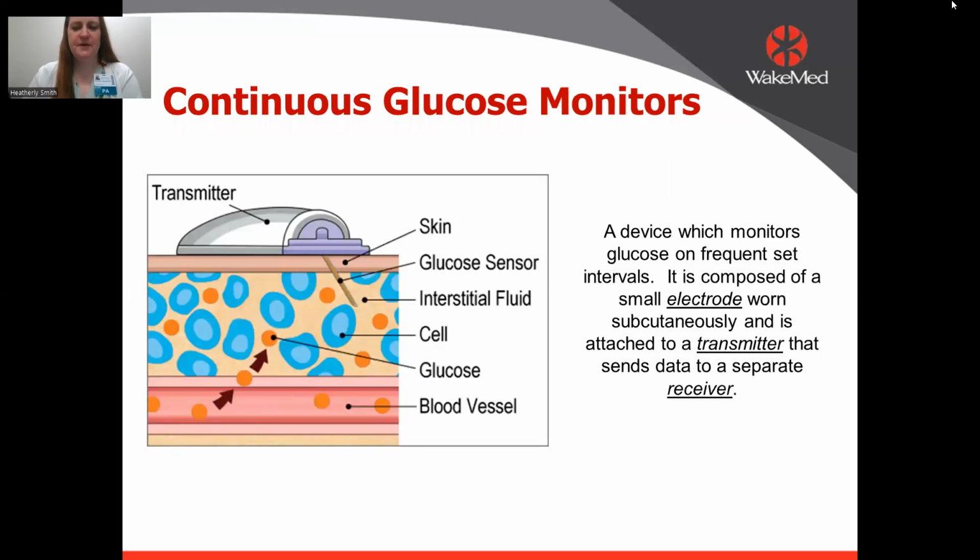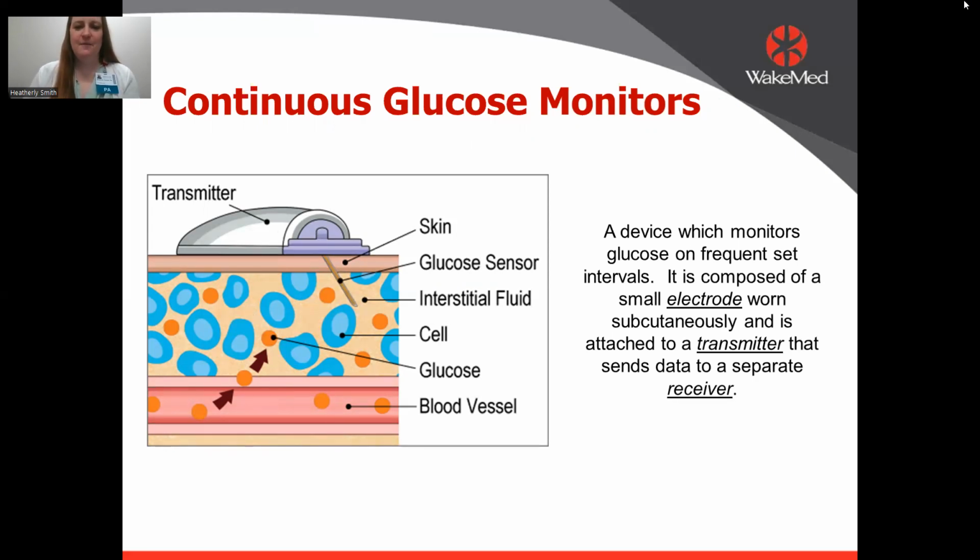So what is a CGM and what are they composed of? It is a device that is monitoring the glucose on frequent set intervals, usually every 5 minutes. And it's composed of a small electrode that's worn under the skin. And that small electrode measures the amount of glucose in the interstitial fluid. And then that number is transmitted by a transmitter to a separate receiver. And that separate receiver is usually a mobile phone app now.